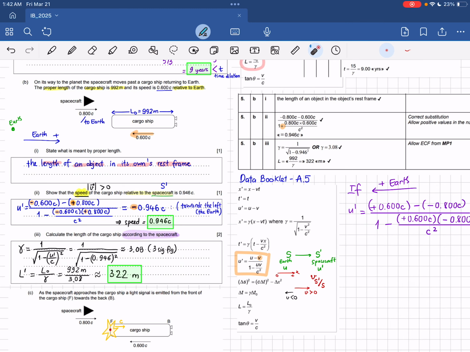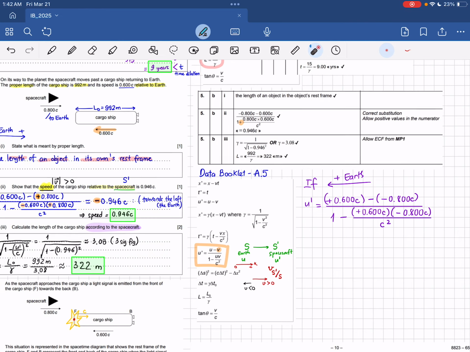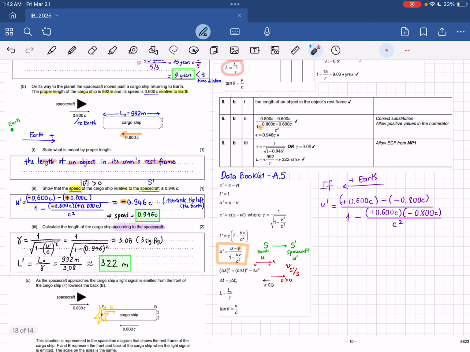Okay, and if you see in the math scheme, they also say to allow positive values in the numerator. Why? How can it be possible? So let's have a look here. In case I want to assign the positive direction for the Earth to be towards the left, okay, then now the cargo ship will travel in the positive direction, right? Because it's the same direction as the positive. Because we're free to choose what the positive direction is, okay? Then now the spacecraft turns out to travel in the opposite direction, and it gets a negative value here.